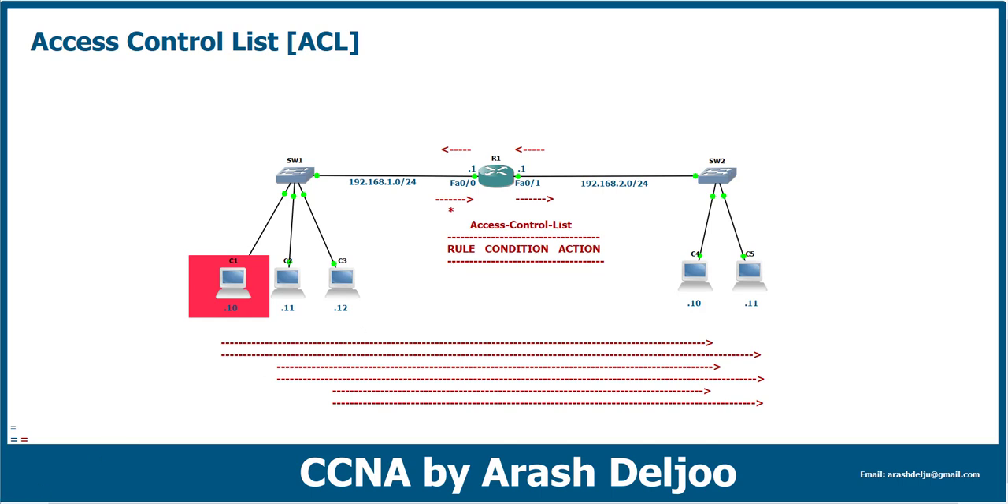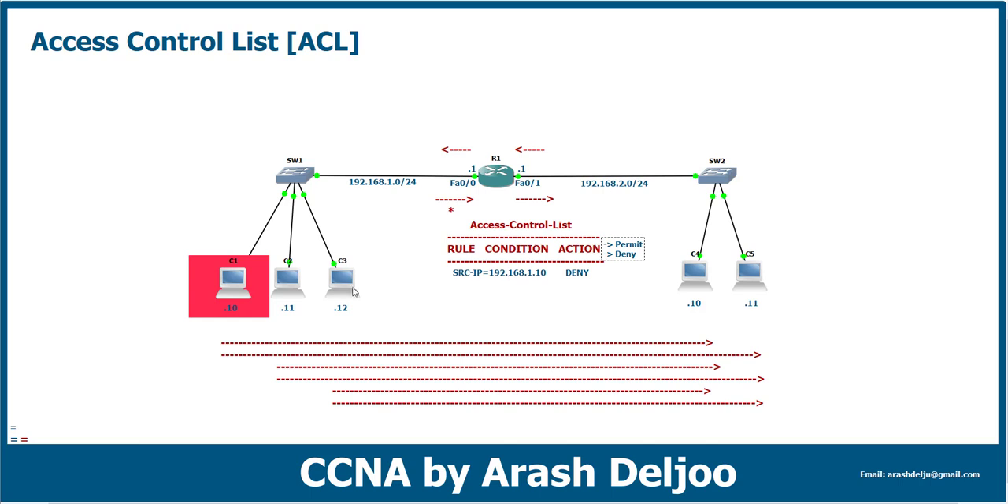Let me write the condition first. The condition is that if the source IP of the packet is 192.168.1.10, this is the IP address of C1, the action should be deny. Deny means the traffic should be filtered, and this means that we shouldn't forward it. And permit means that you can forward the traffic. Let me write the two actions here, permit and also deny. We don't have any other action.